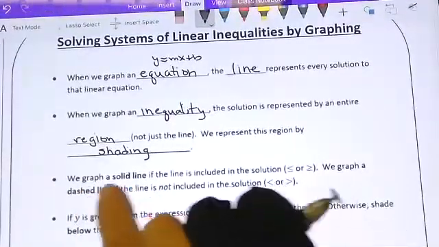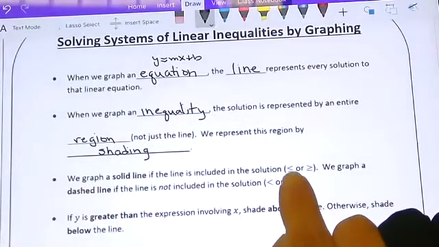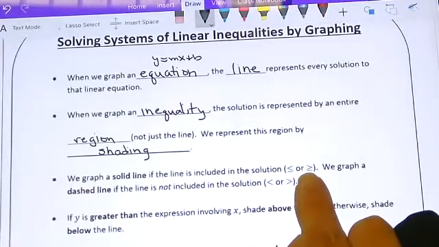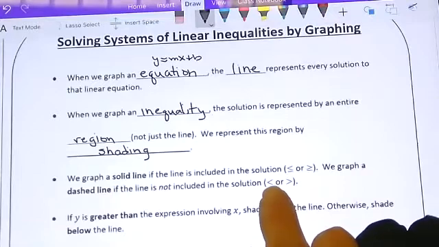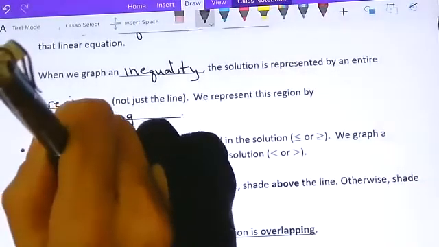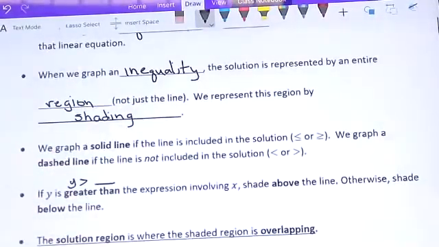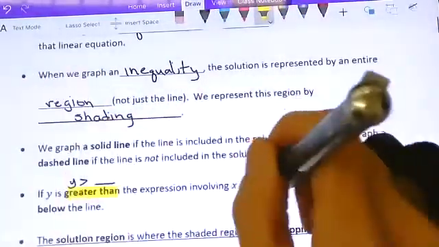Okay, and then from yesterday, remember we graphed a solid line if the line is included in the solution, with a less than or equal to or greater than or equal to. So the equal to part is what makes us a solid line. We graph a dashed line or a dotted line if the line is not included. Notice if there's no equal in the symbol, no little line there, you're going to keep your line dashed or dotted. If y is greater than, and all the other stuff on the other side, you're going to shade above. So when y is greater than, you shade above.